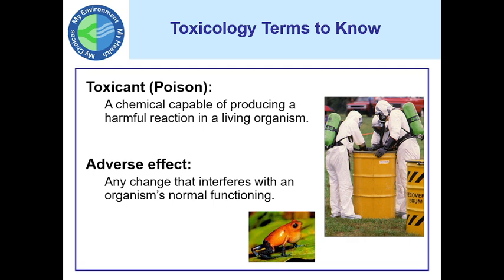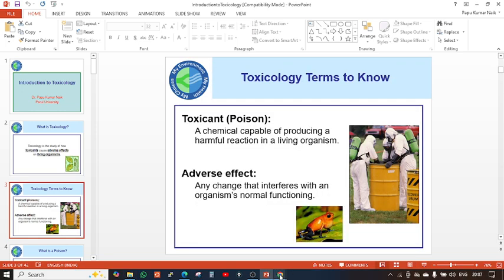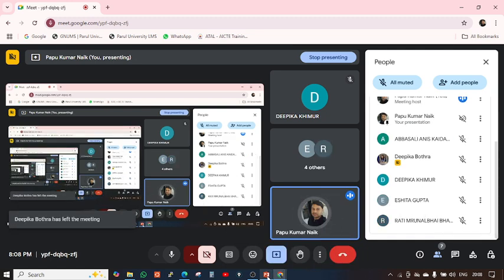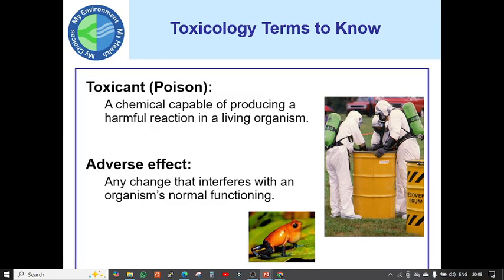Toxicology means the study of poison. And what is the definition of poison? A chemical capable of producing a harmful reaction in living organisms. After consuming, it always creates an adverse effect. That is called toxic or poison. This is particularly studied in our subject, but the same subject is studied by pharmacology, which studies the effect of drugs or medicines after taking them in our body. Toxicants and poisons and their adverse effects: the study is toxicology.